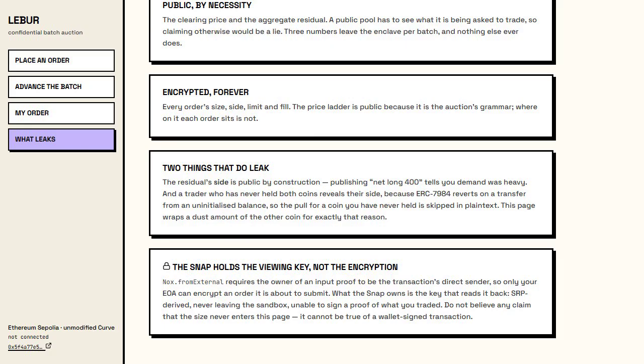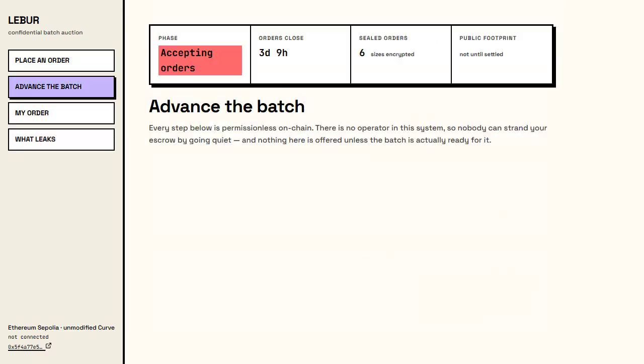There is no operator in this system. Clear, settle, payout, and starting the next auction are all permissionless. Every one of them is a button, so nobody can strand your escrow by going quiet. This deployment already proves it. It settled one auction, then reopened itself for the next.